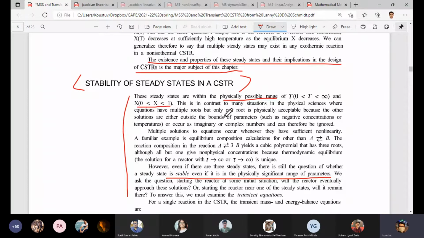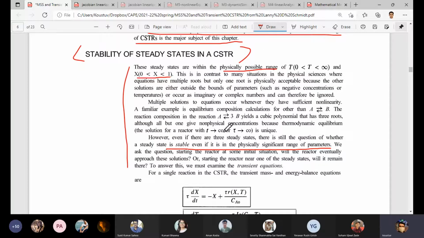So in that physically significant range, we might argue that all are accepted, right? But simply saying that they occur in the physically possible range does not mean we have to accept all the steady state values and can operate our system at any of the steady states. That is not the case. So a further step is required to investigate whether those steady states that have occurred in the physically possible range can be accepted. Can we accept all of them? That means, can we operate our system at all those points? That is basically the question.